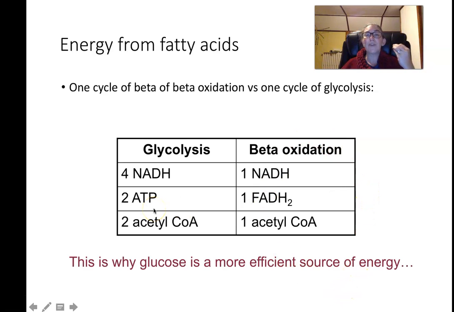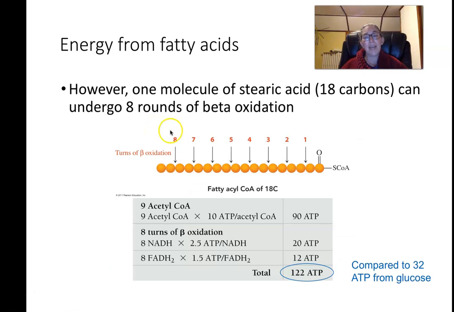So that's why we use glucose primarily for energy, because it's more efficient. We can get more out of one round of glycolysis quickly than we can out of beta oxidation. If we were to completely digest and metabolize that 18 carbon fatty acid, we would ultimately generate 122 ATPs compared to the 32 that we got from one glucose molecule. It would just take longer. It's sort of a slower process.